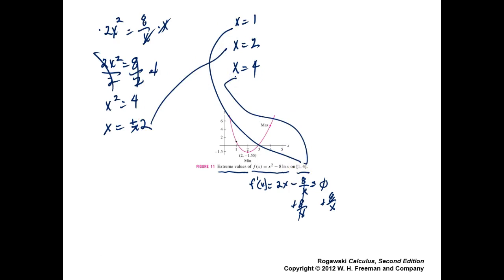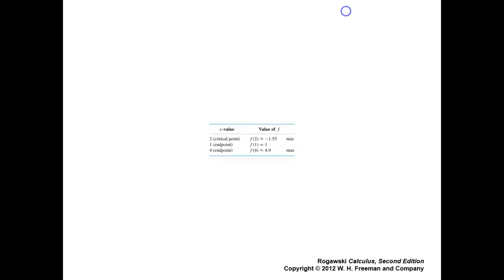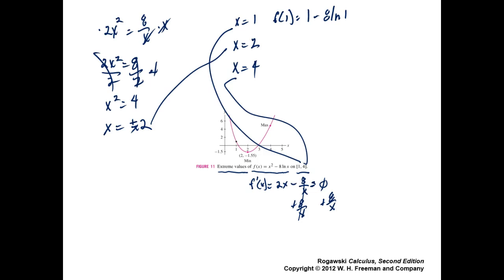Okay? So now we evaluate the function at each of those. So f of 1 is 1 minus, and what is the log of 1? Is it 1? Okay.